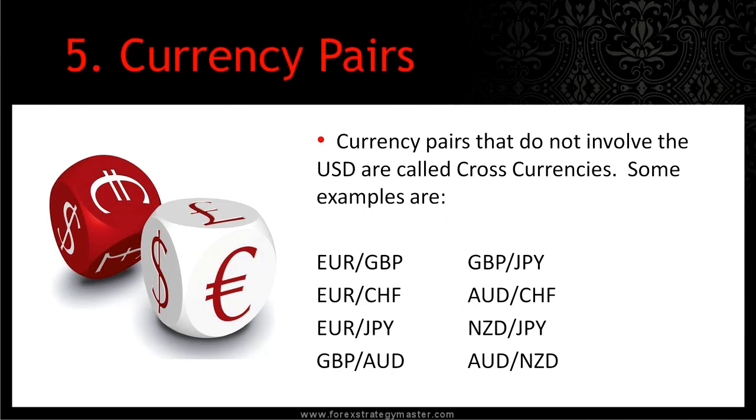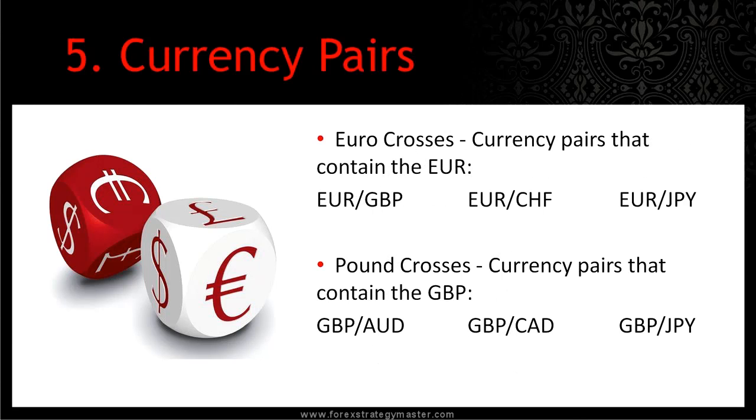Currency pairs that do not involve the US dollar are called cross currencies. Now, some examples of cross currency pairs are the Euro Pound, the Euro Swiss franc, the Euro Japanese yen, the Pound Australian dollar, the Pound Japanese yen, the Australian dollar Swiss franc, the New Zealand dollar Japanese yen, and the Australian dollar New Zealand dollar. We can pair different currencies up with different currencies and make an assortment. And if they do not contain the US dollar, they are called cross currencies.